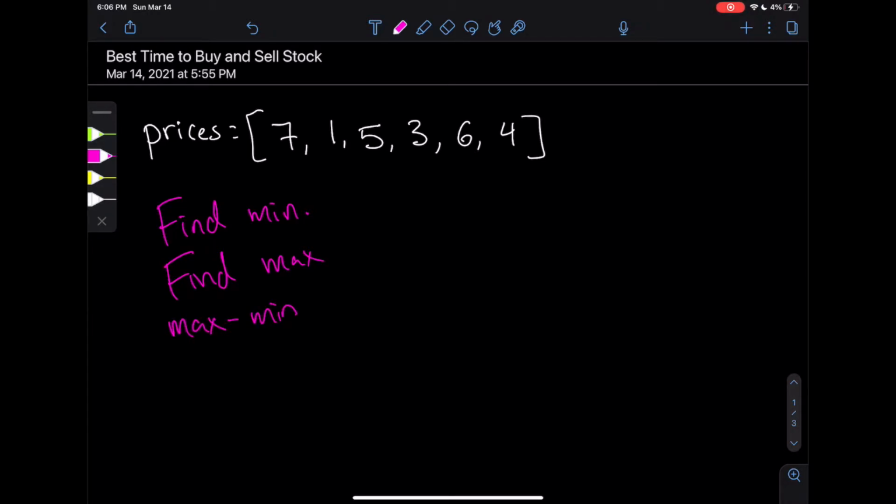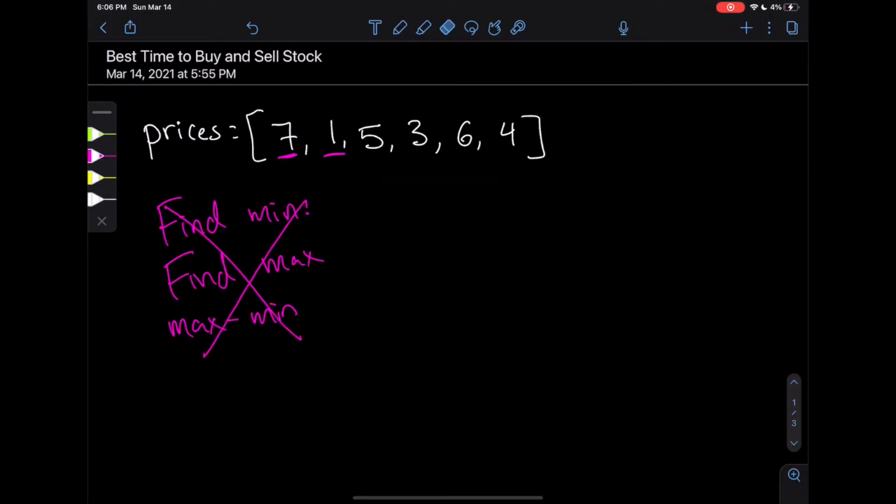But when we further look into the problem, we see that through this strategy, the min would be right here at index 1 and the max would be right here at index 0. And this wouldn't really make a lot of sense because we want to buy a stock before selling it for a higher price in the future. So we quickly shoot down this idea.